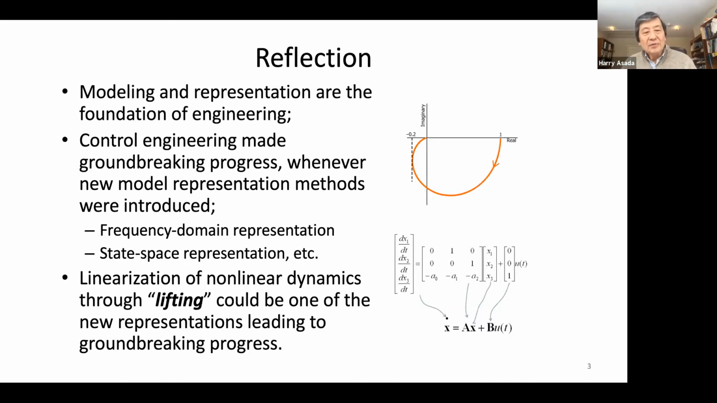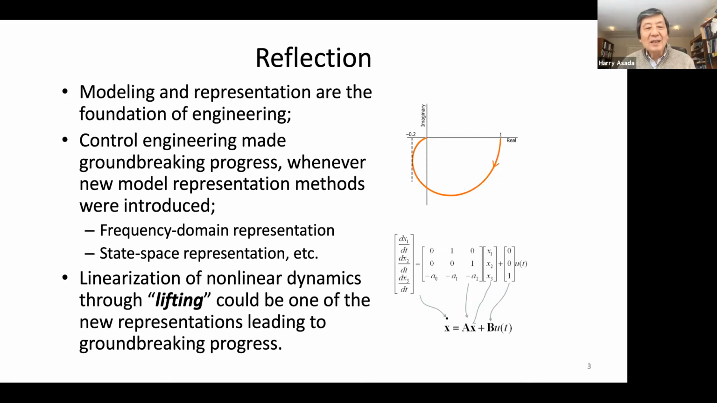Now, specifically in control engineering, if you look at the history, it's a big picture. Some groundbreaking progress was made when control engineers found new representation methods, such as first the frequency domain representation, the Bode plots and the Nyquist plots. That's one type of representation, and a bunch of classical control techniques were developed, right? And then people found the state space representation to be more appropriate for digital computing, and as you can see, tremendous progress was made with the state representation.